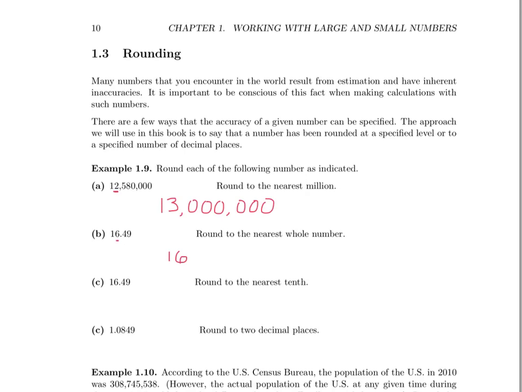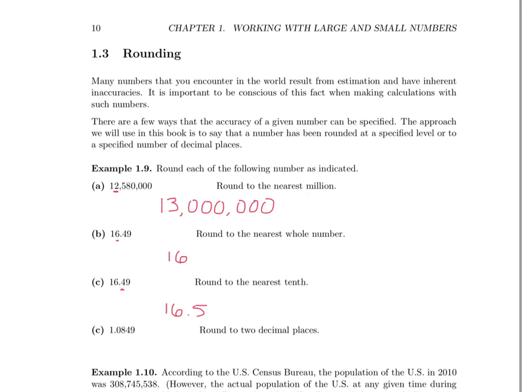Let's look at Part C. Now, it's the same value, but we're going to round to the nearest tenth. Let's identify the tenths position. In this case, it's where the 4 is located. So I look at the decimal position just to the right of the 4. It's a 9. 9 is 5 or larger, so I'm going to round the 4 up 1 spot to 5. So the rounded value becomes 16.5.